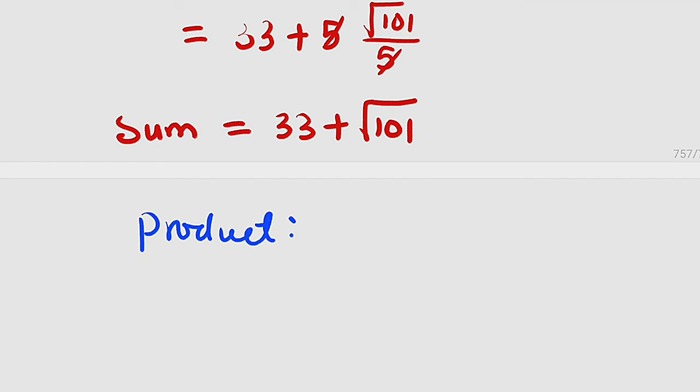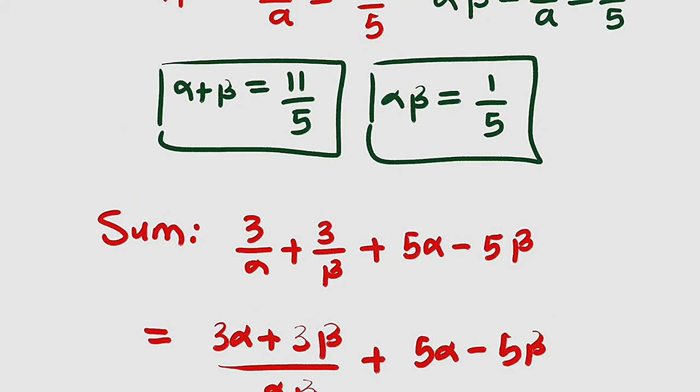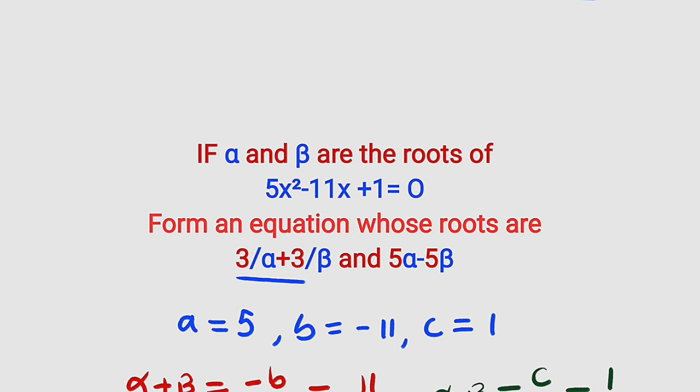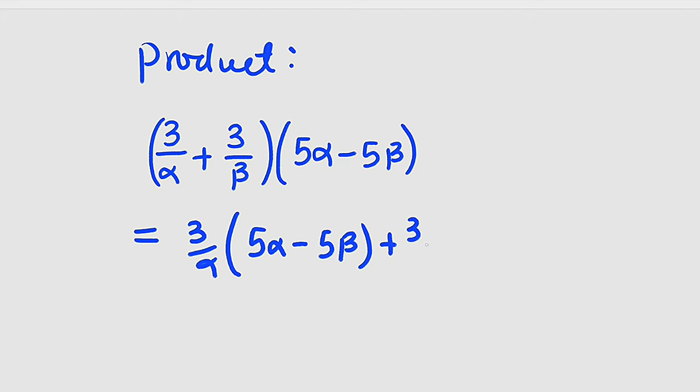Product meaning we should multiply those two new roots. This is what we're going to multiply. We're going to take this and multiply by this, right? This is the same thing as 3 divided by alpha, distribute over 5 alpha minus 5 beta. Then you take the second term, 3 divided by beta. You also distribute it over 5 alpha minus 5 beta.